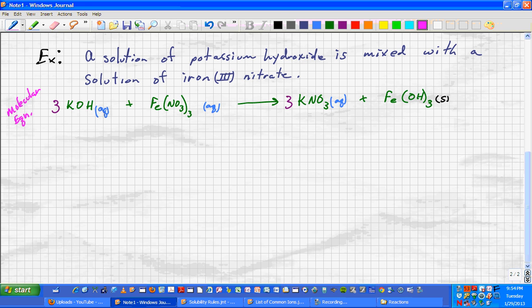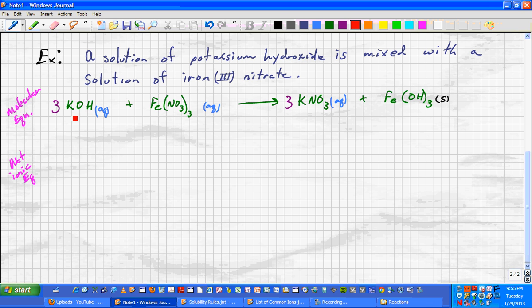It describes what's going on, but again, it may or may not have the states. In this case, I put in the states. For the net ionic equation, what we do is we take anything that dissolves and we break it into its ions.